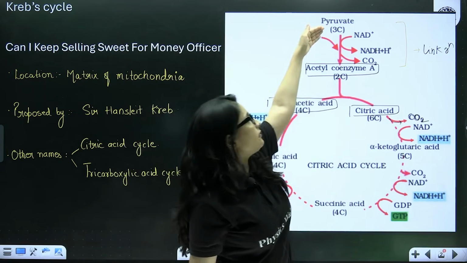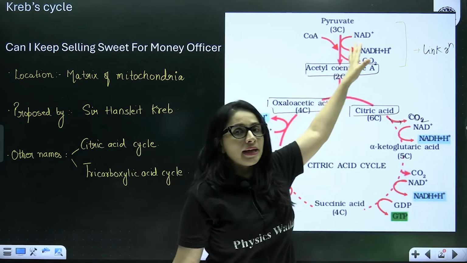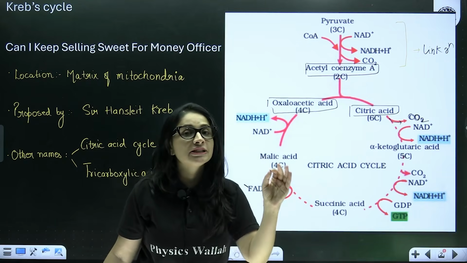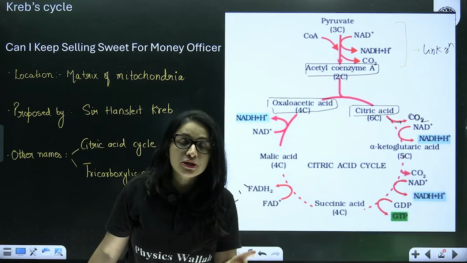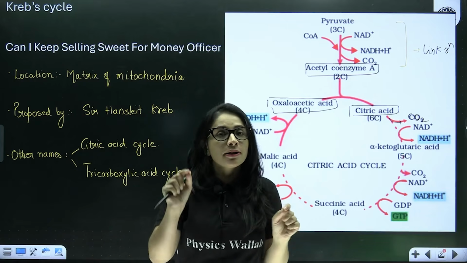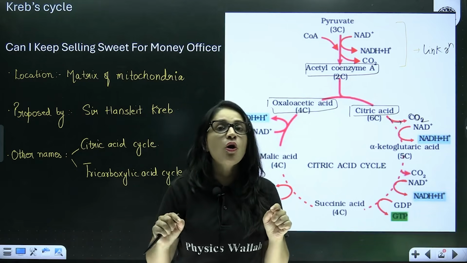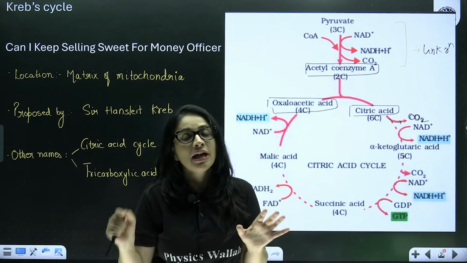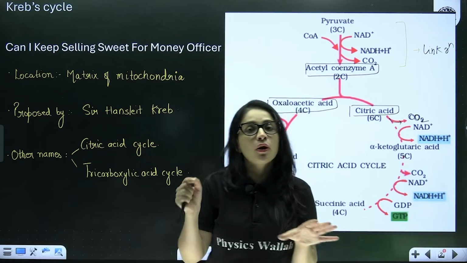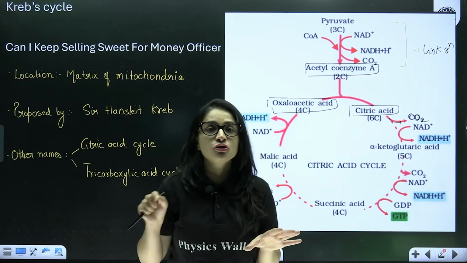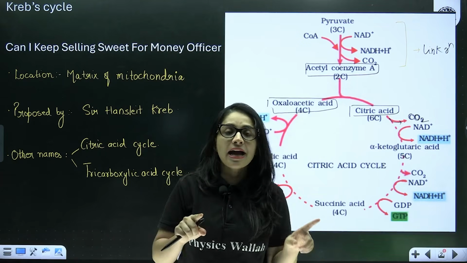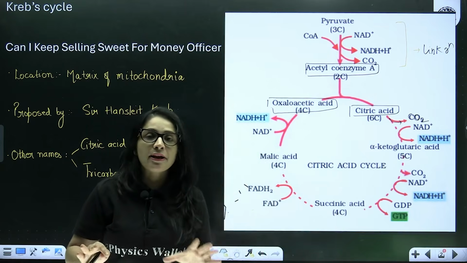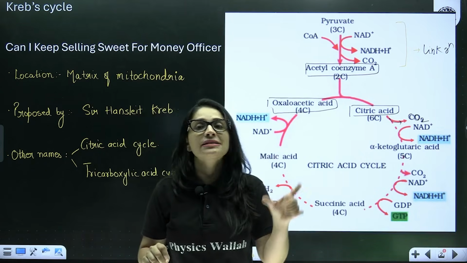So first of all, here you can very clearly see that pyruvic acid in the matrix of mitochondria undergoes oxidative decarboxylation, which means this pyruvic acid will remove its CO2 and undergo oxidation by losing its electron and proton to NAD positive. NAD positive accepts the electron and proton and gets reduced to NADH2 while oxidizing pyruvic acid into acetyl coenzyme A. To this, we also attach coenzyme A.